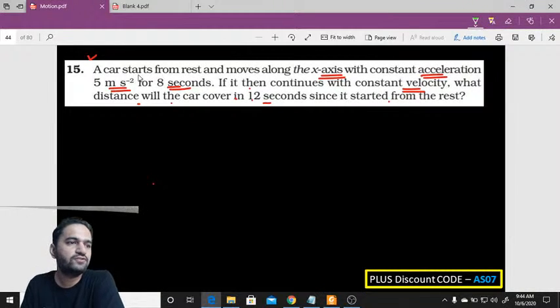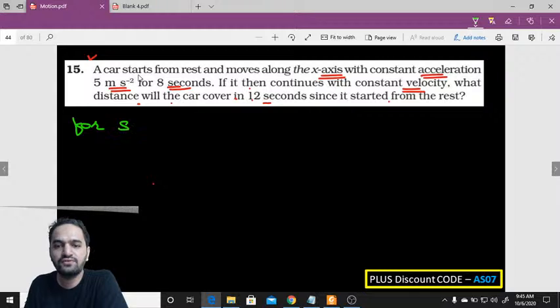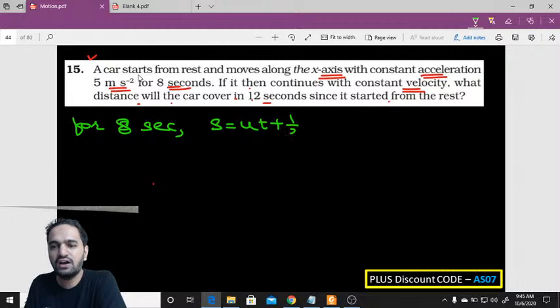Okay. Now for the first case, the distance for 8 seconds. We need to calculate how much distance has been traveled in 8 seconds. Okay, what is the formula? S is equal to ut plus half at square. So put the value. I want to calculate the distance traveled in 8 seconds.